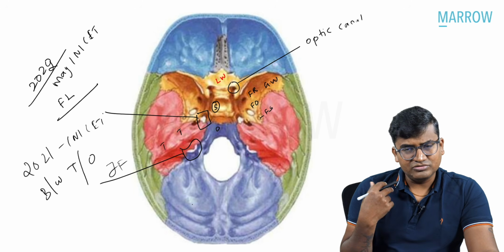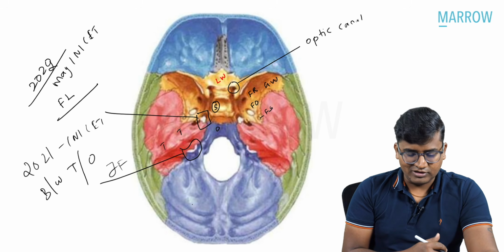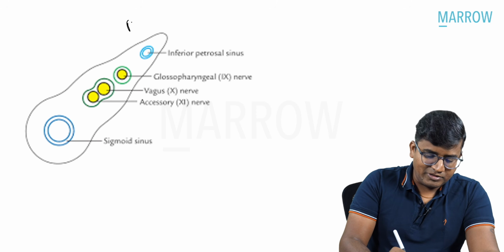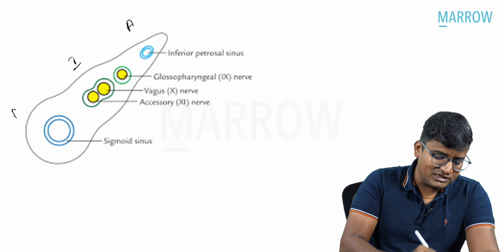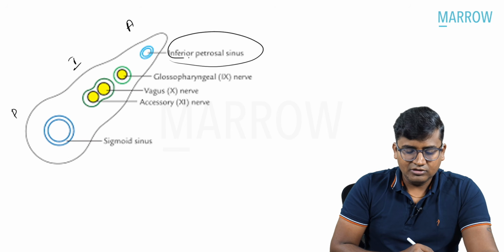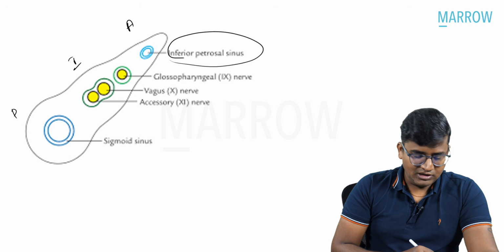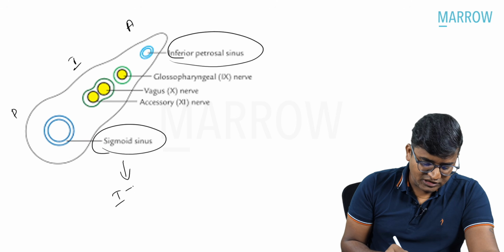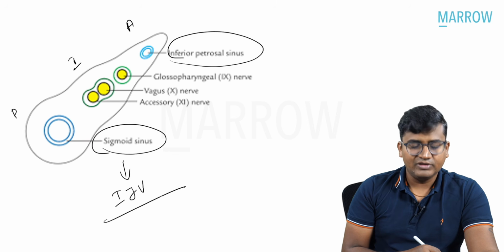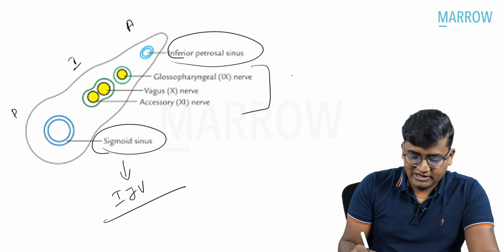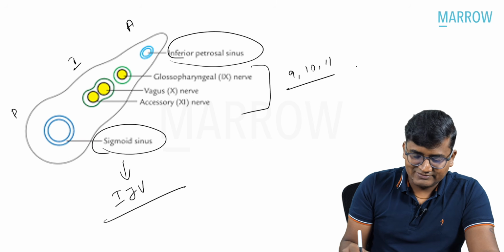So here they gave the question frankly. We have a mass in the jugular foramen. So what structures pass through the jugular foramen? The jugular foramen has three compartments: anterior, intermediate, and posterior. In the anterior part, we have the inferior petrosal sinus. In the posterior part, the sigmoid sinus, which in turn continues as the internal jugular vein. In the intermediate part, we have three nerves: the 9th, 10th, and 11th nerves.